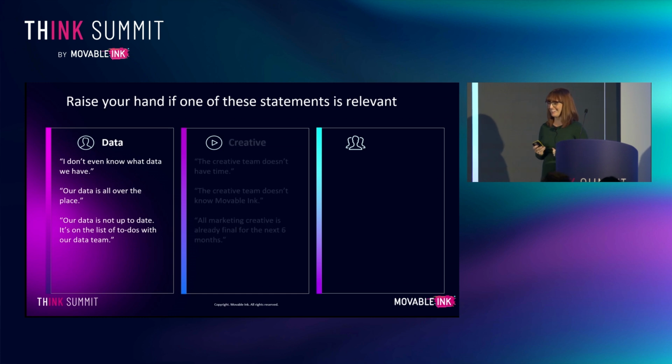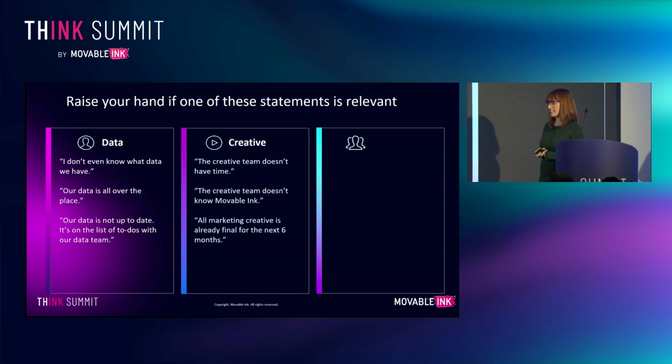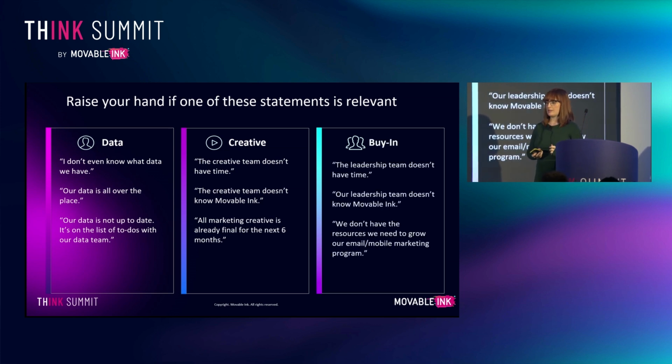But okay, thanks. And then from a creative perspective, the creative team doesn't have time. The creative team actually doesn't even know Movable Ink. And all of our marketing creative is already final for the next 6 months. There's no way that we can update it. Anything relevant here? Cool. And then from a buy-in perspective, the leadership team doesn't have time. Our leadership team doesn't know Movable Ink. And we don't have the resources we need to grow our email or mobile marketing program. Cool. So thank you so much for that interactivity.